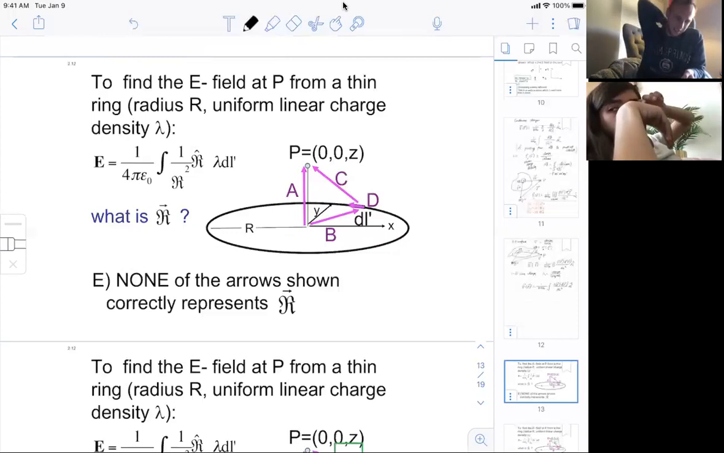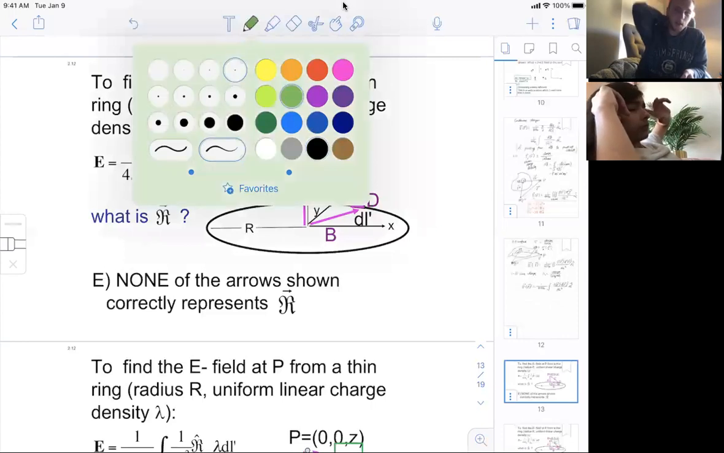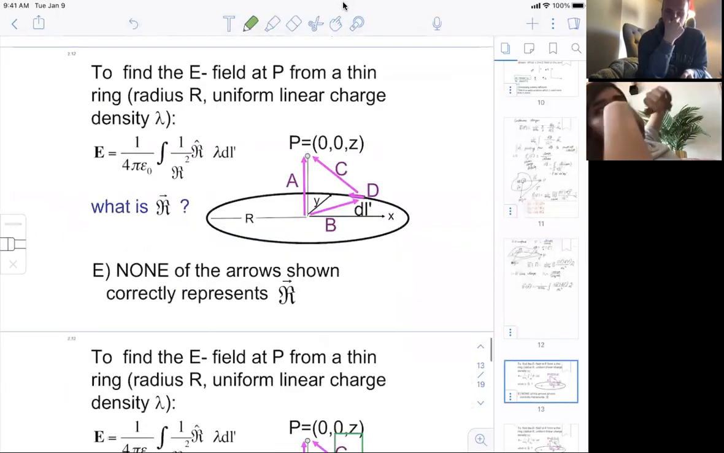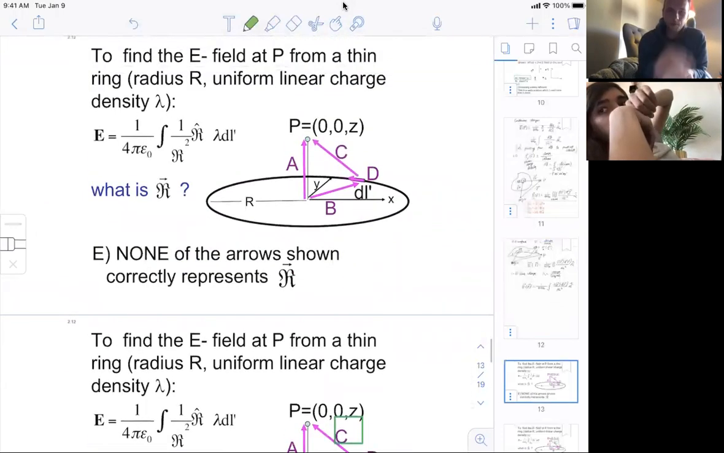I can tell you why it may be wrong. Before we were talking about R pointing from the source to our point of interest, and in this case, the source isn't being emitted from the origin; it's being emitted from a point on the radius of the circle. Yeah, so always go back to your definition of R, very good: source to the point of interest. Using that definition, it has to be C. So what was wrong with my argument?